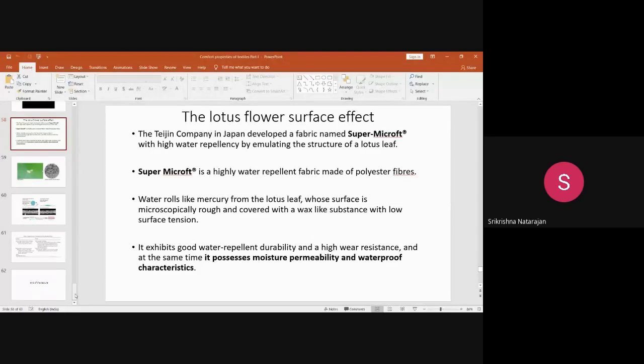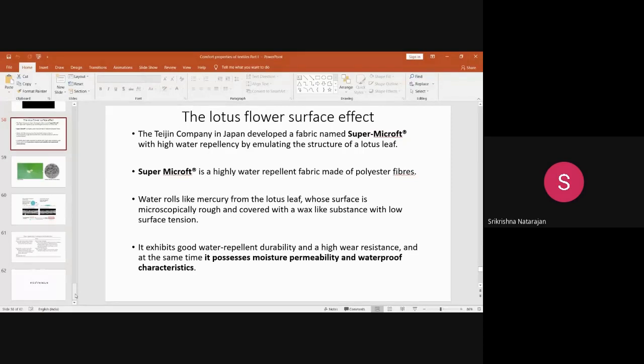Then this lotus flower effect is one of the interesting effects. Based on this effect also, we can manufacture a textile material which is both water repellent as well as able to transmit water vapor. There is a Japanese company called Teijin, which developed this type of lotus effect fabric called Super Microft, that will work like a lotus leaf.